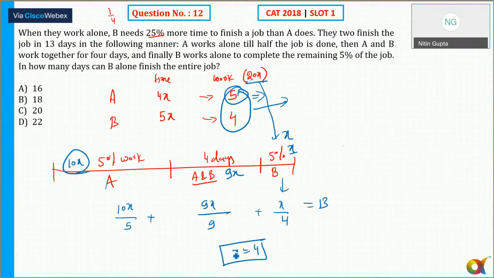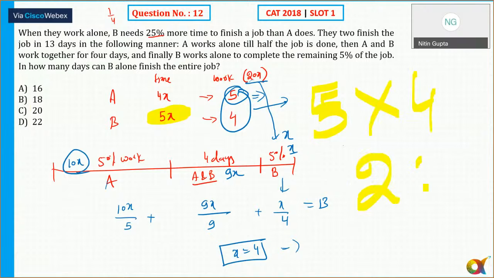And if x is equal to 4, the question is, in how many days B alone? So B alone is taking how much time? 5x. So the answer is 5 into 4, which is equal to 20. Option C. So again, use the LCM approach.